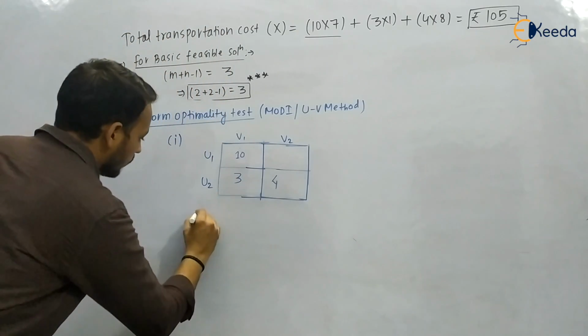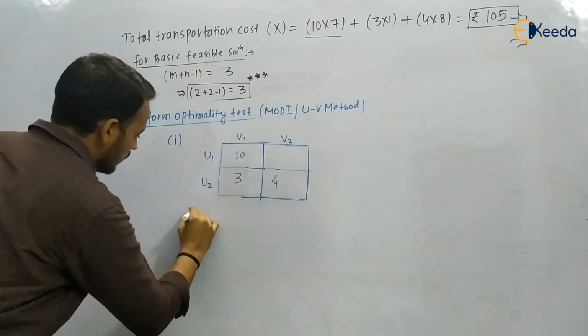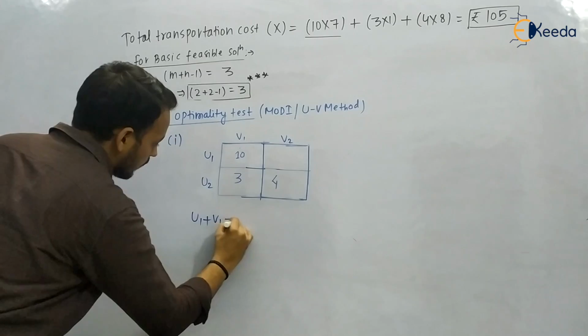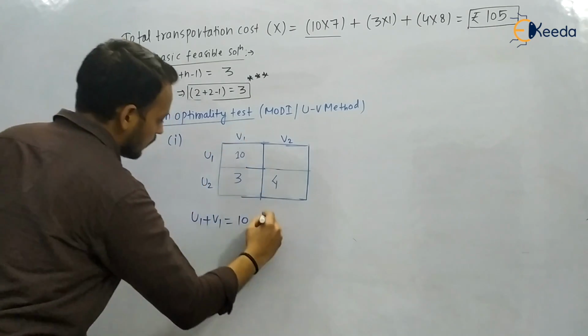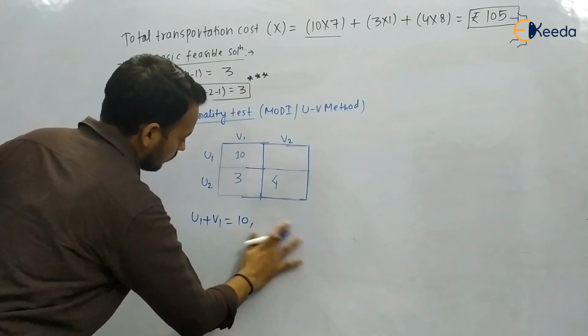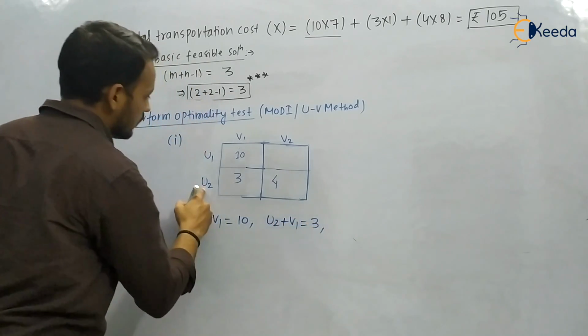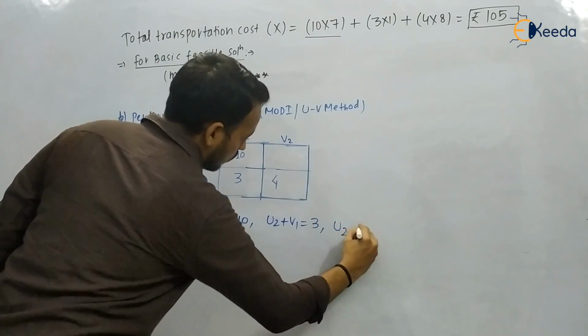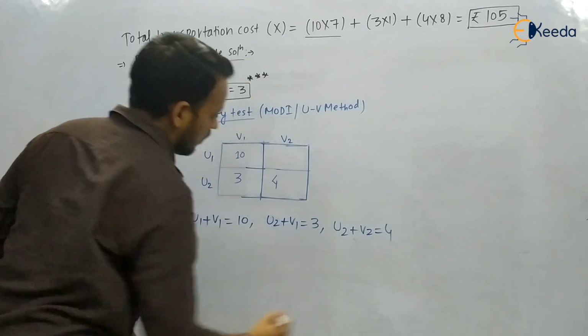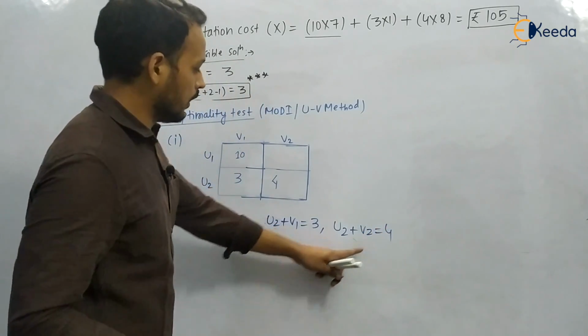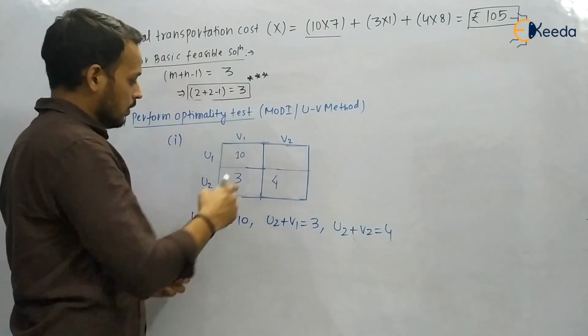So we will form the equations. The first one is U1 plus V1 is 10. The second is U2 plus V1 is 3. And the third one is U2 plus V2 is 4. So 3 equations. And how many unknowns? 4 unknowns.